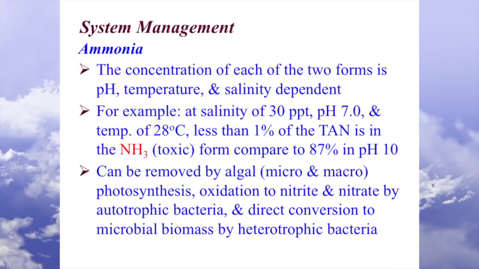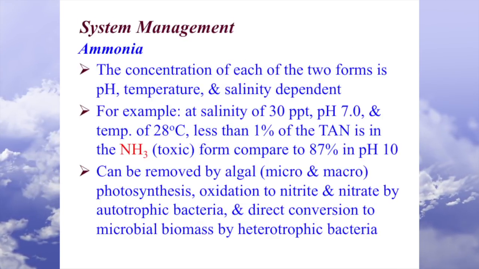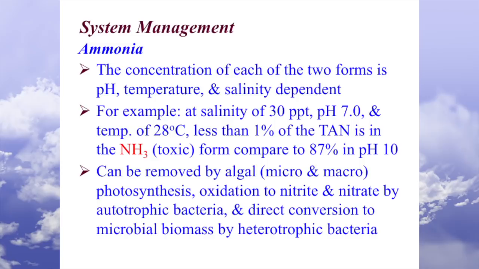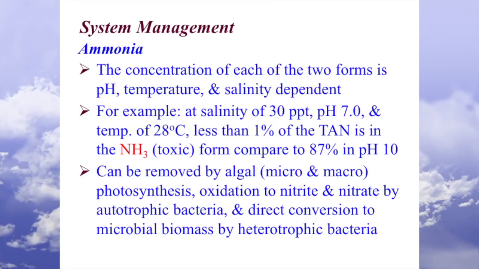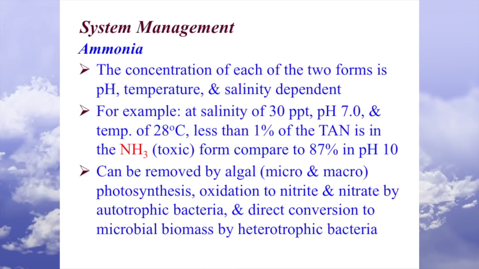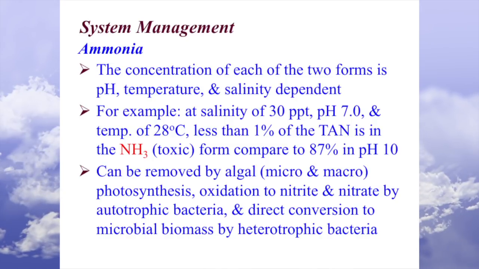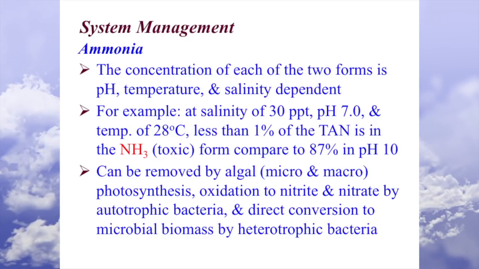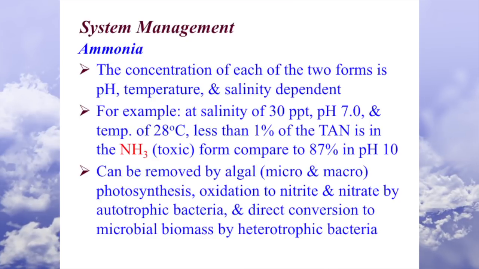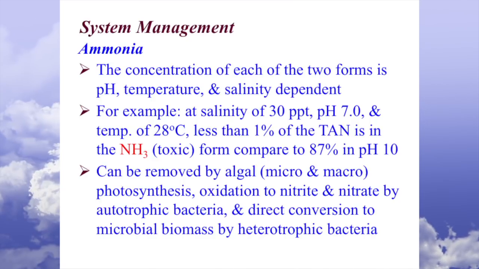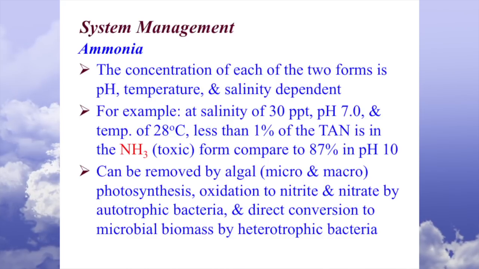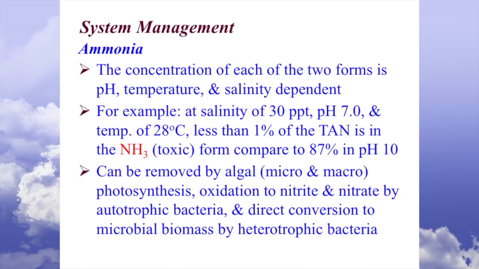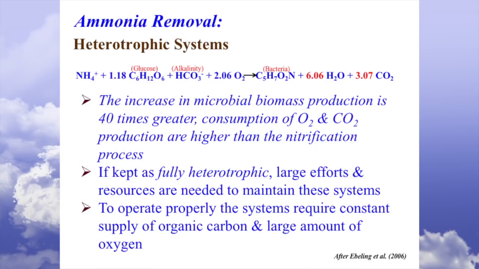Thus, you need to be aware of the impact of salinity, temperature, and pH. Basically you see here an example of 30 parts per thousand, 7 pH, and temperature of 28. You'll have only 1% of the total ammonia nitrogen in the toxic form. On the other hand, if the pH increases to 10, then you are dealing with a much, much higher percentage in the toxic form. It can be removed by algal, micro, or macro photosynthesis, oxidation to nitrite and nitrate by autotrophic bacteria, and direct conversion to microbial biomass.